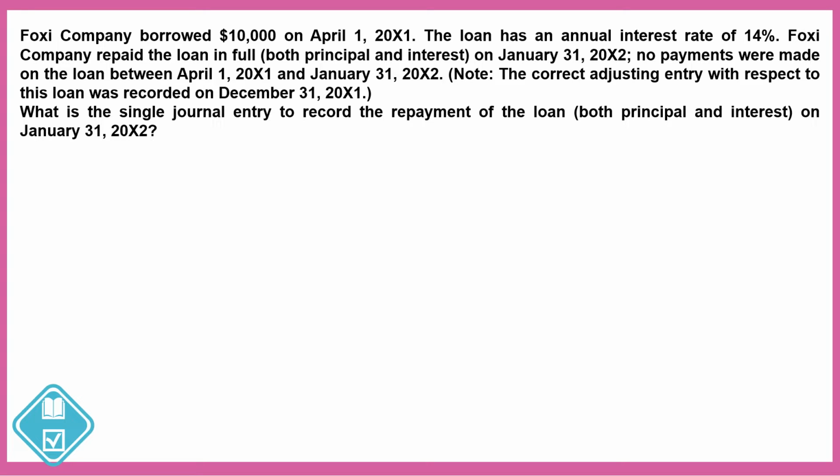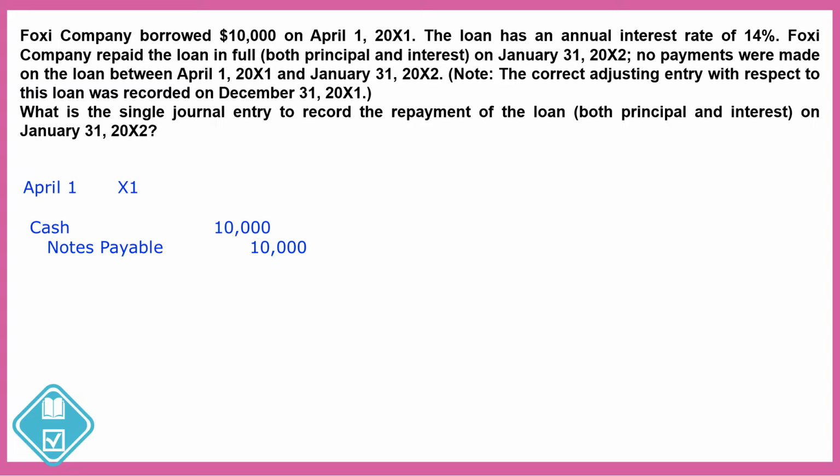So we will start with April 1st, and this would be an X1, because this is when they took out the loan. So when they took out the loan, the company will debit cash and credit notes payable or loans payable. Either one is fine, and that is $10,000. And then the only thing that's going to happen, they're not going to make the payment. They're not going to pay this back until January of X2.